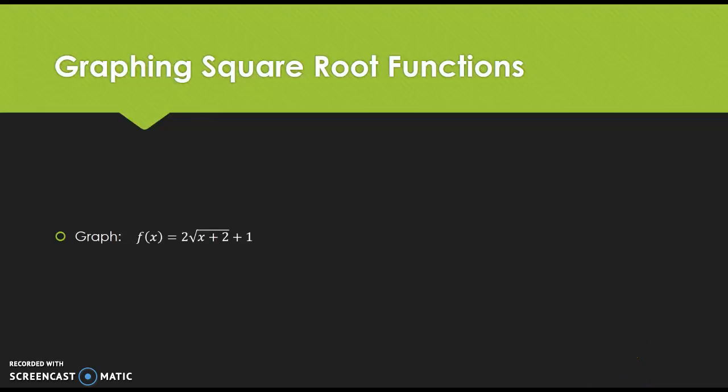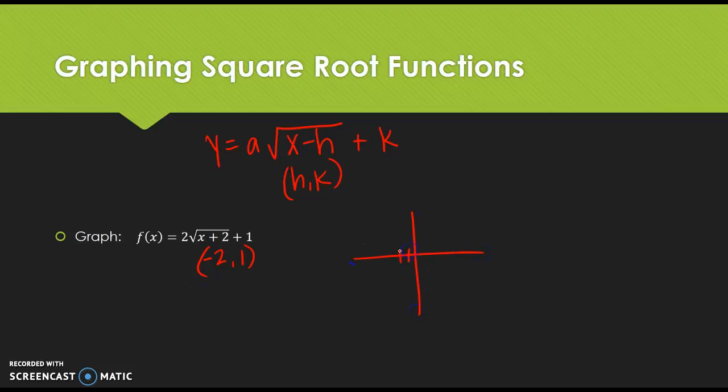We also talked about graphing square root functions. Remember our general form, we've got that a out front, and then h goes inside the radical with x, and k on the outside. Our starting point is that h, k point. That's a very important point on our graph. For this example, my h, k point is negative 2, 1. So I'll go on my graph to negative 2, 1 and put a point.